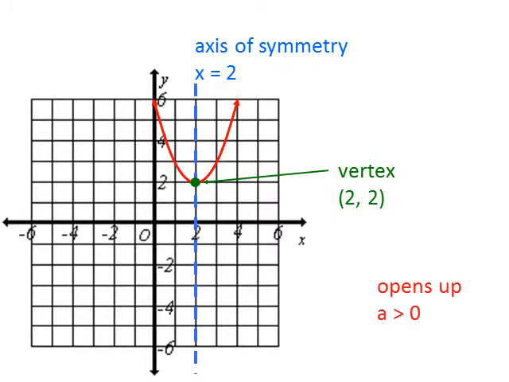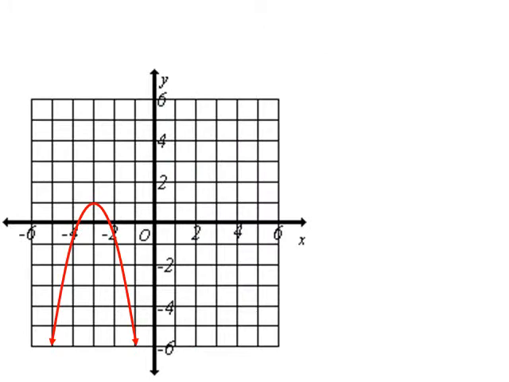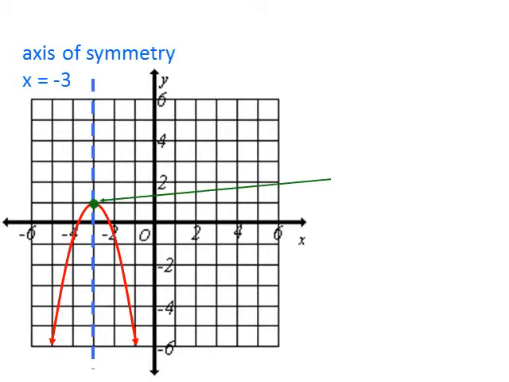This particular parabola has the leading coefficient a greater than 0, and I know that because it opens up like a cup. Here's another parabola, and this parabola is a little bit different. The axis of symmetry is at x equals negative 3. The vertex is at (-3, 1). And this one opens down. So I know that a, the leading coefficient, is a negative number, or a is less than 0.